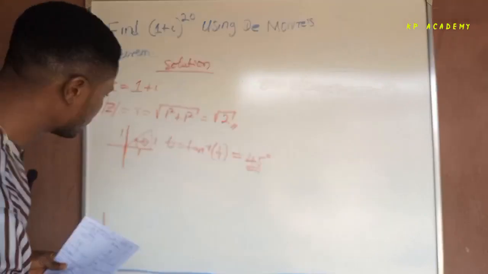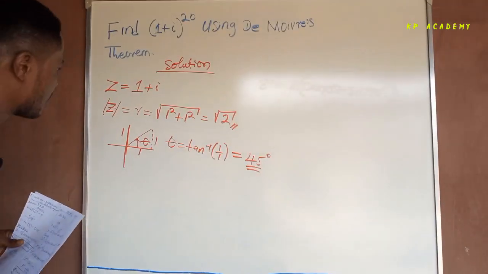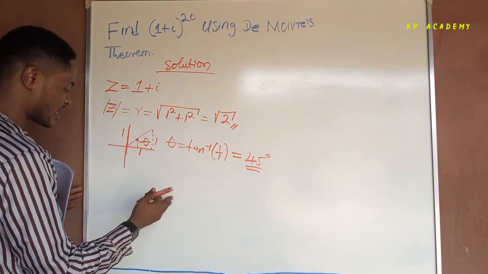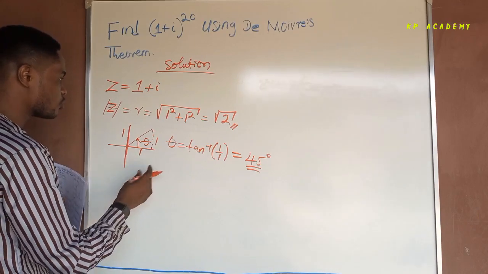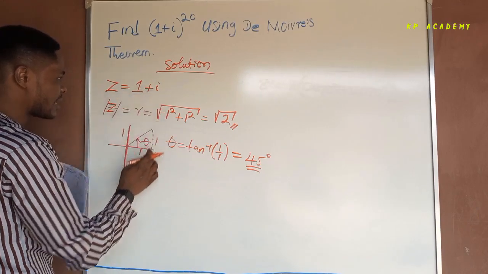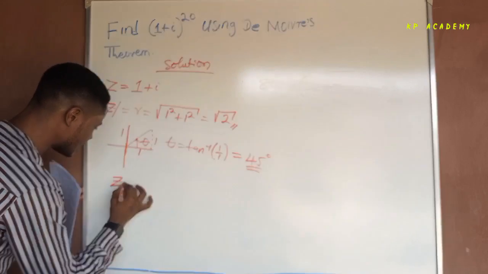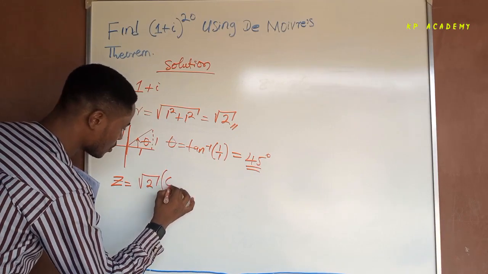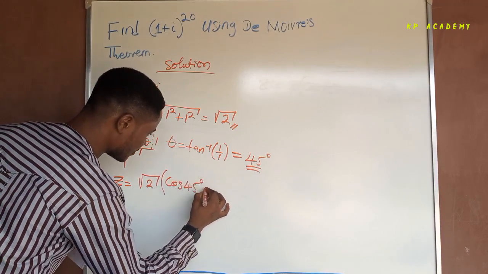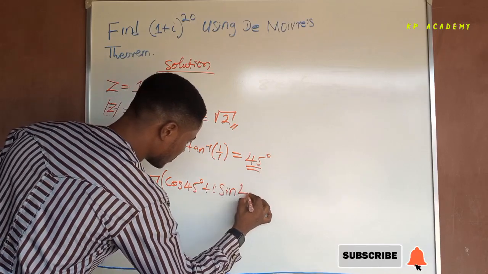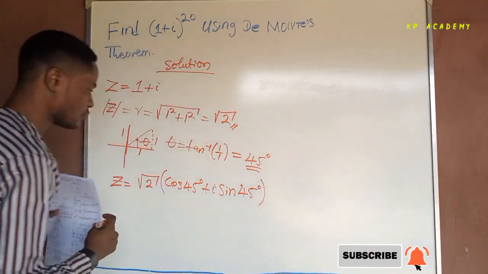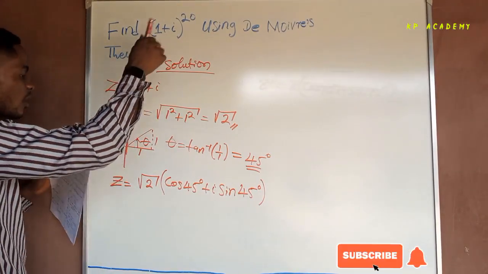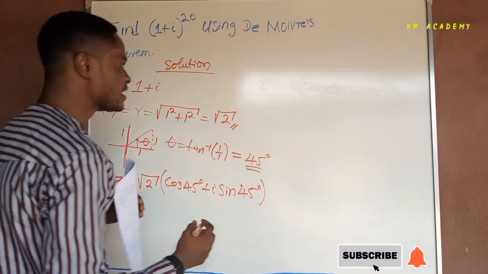Now we've gotten this. Since we have gotten the modulus and the argument of this complex number, we can now put it in polar form. Putting 1 plus i in polar form, z is equal to root 2 into cos 45 degrees plus i sine 45 degrees. So this is the polar form of this complex number. Because it says raised to power 20, we are now going to apply De Moivre's theorem.